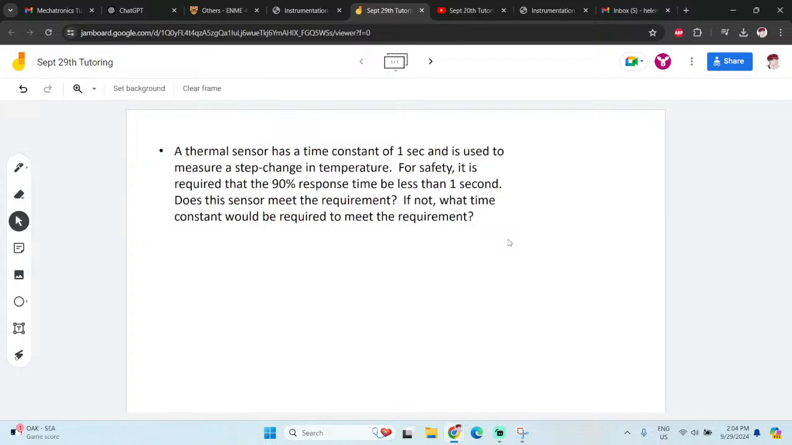Okay, so the time constant is provided here, and you have to find the response time. If it's temperature, I'm gonna guess it's first order, like a thermometer or something. So I'm assuming first order. Yeah, it's a first order system. Usually, mostly the thermal sensors are first order.